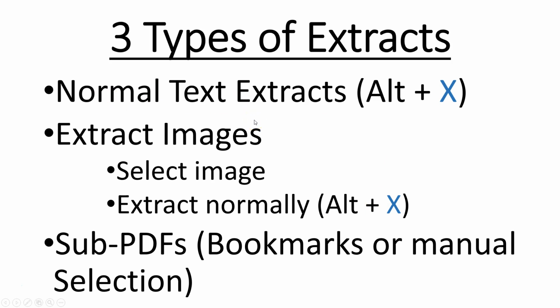Now the third category of extracts is making sub-PDFs, which is really just a way we break up our PDF. So maybe we want to break it up by chapter, or we want to break it up by bookmark, or we can select pages of the PDF and make a sub-PDF of those pages so we can get nice incremental reading goodness by still working with the PDF before we've actually extracted any kind of text.